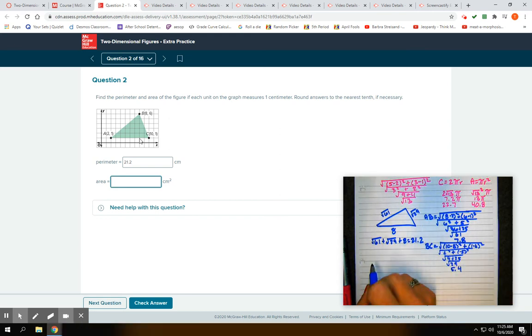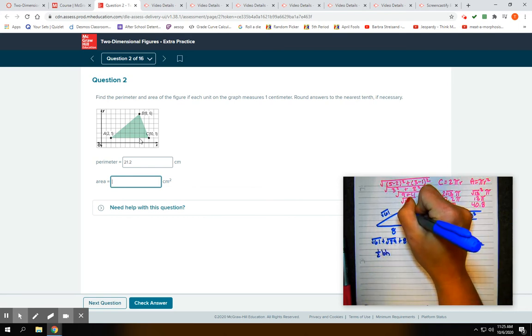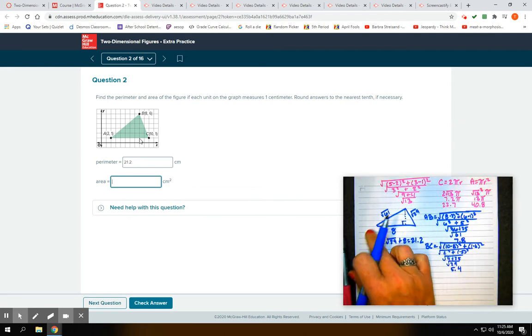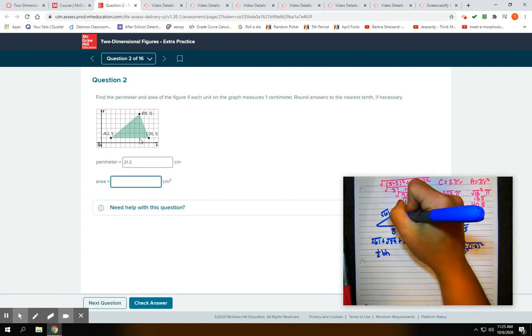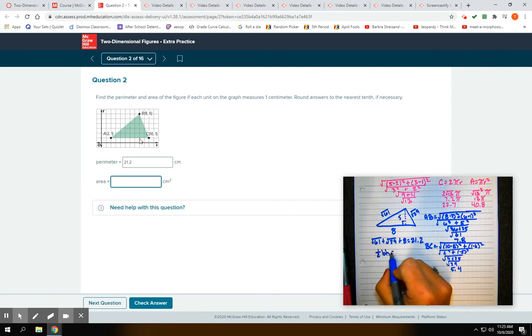So for the area, 1/2 base times height, I know my base is 8. I just counted off my height for 5. So I'm going to have 1/2 times 8 times 5, which is going to give me 20. So I'm looking at 20 centimeters squared for my area. Questions on that one?